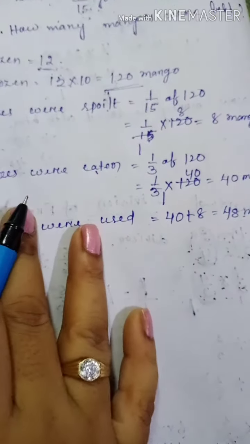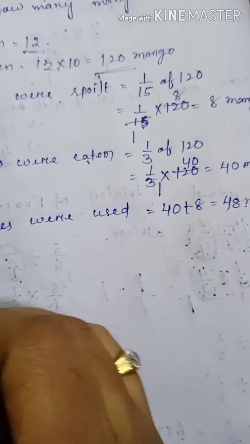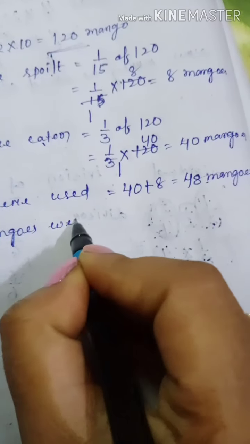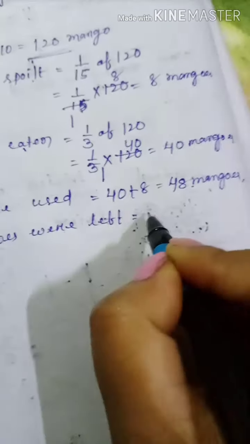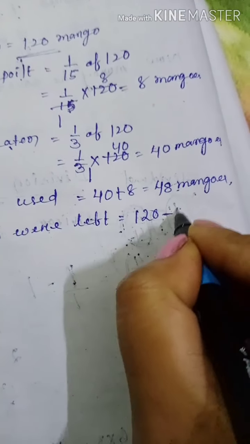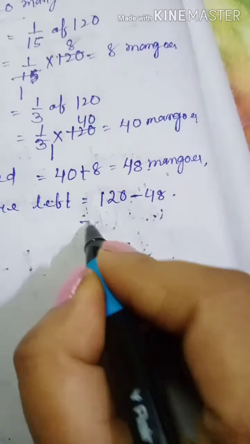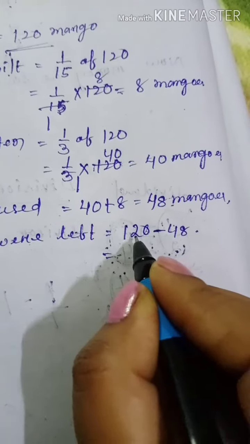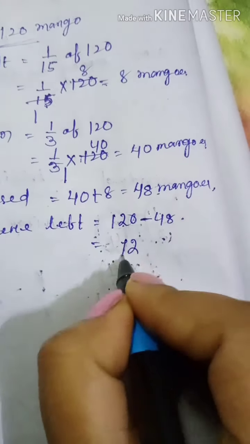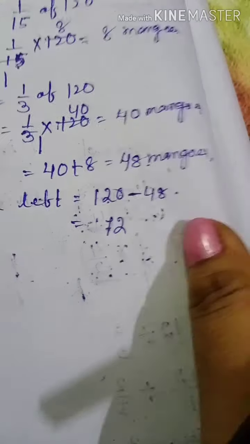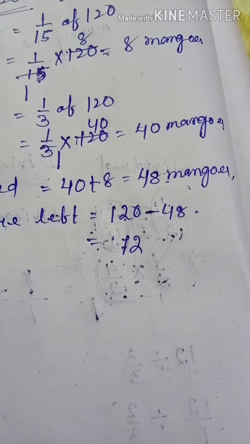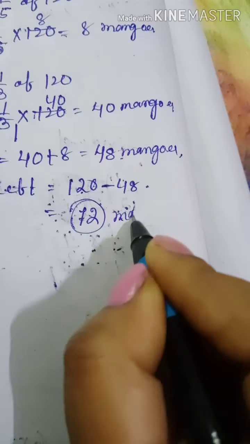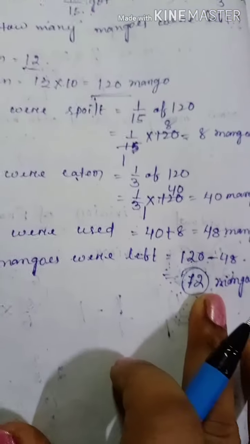Clear? Next, the number of mangoes left. The number of mangoes left is equal to the total number of mangoes, 120, out of which 48 mangoes were used up in two ways. So, what is the answer we are getting? 72. Clear? The answer will be 72. This is the number of mangoes left.